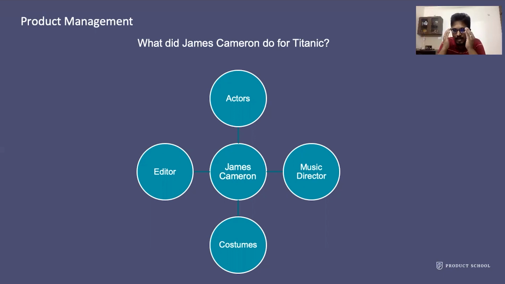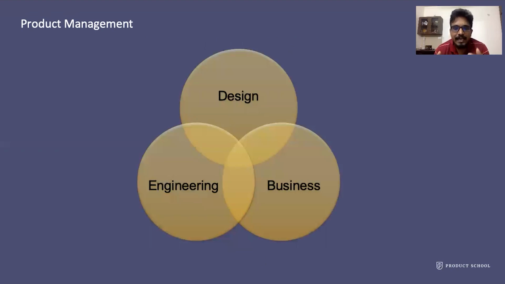James Cameron had a vision, and he worked with the technicians belonging to all the 24 crafts to execute his vision. Now, he probably did not do any of those 24 crafts. Maybe he had some knowledge about each of those crafts, but he did not do them. He worked with the specific technicians to execute his vision, right? Now, with that in mind, let's look at product management in a tech company.